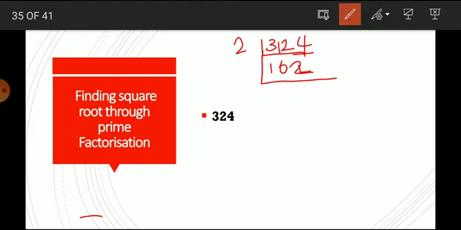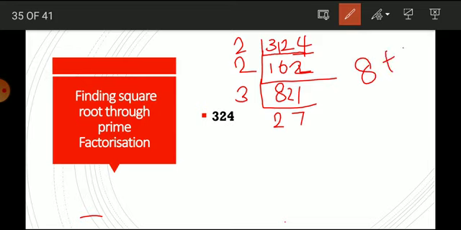Then again the ones digit is even, so we take a 2. 8 2s are 16. Then 1 2 is 2. Then 3. 2 3s are 6. Then the remaining is 2. 7 3s are 21. If we want to find out whether the number is divisible by 3, we just add 8 plus 1. Not for this number only, we can use this for all numbers. If we add these two numbers, that is 9. If the sum is a multiple of 3, the number is definitely divisible by 3.